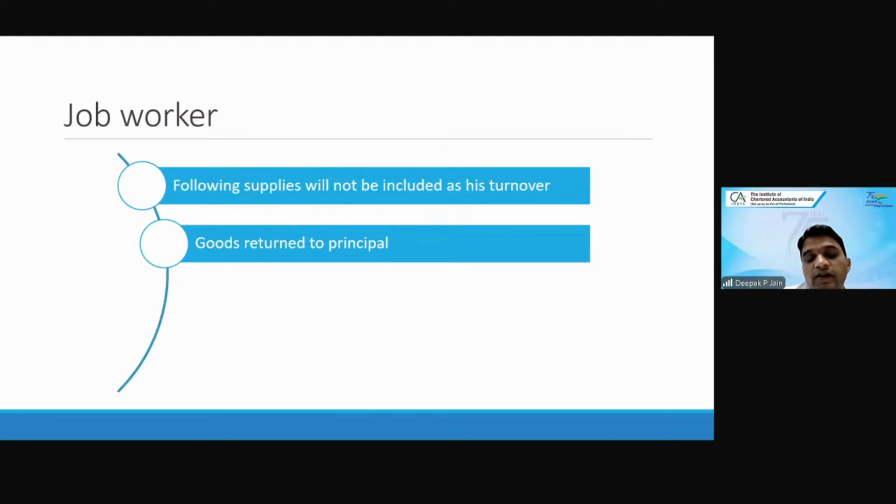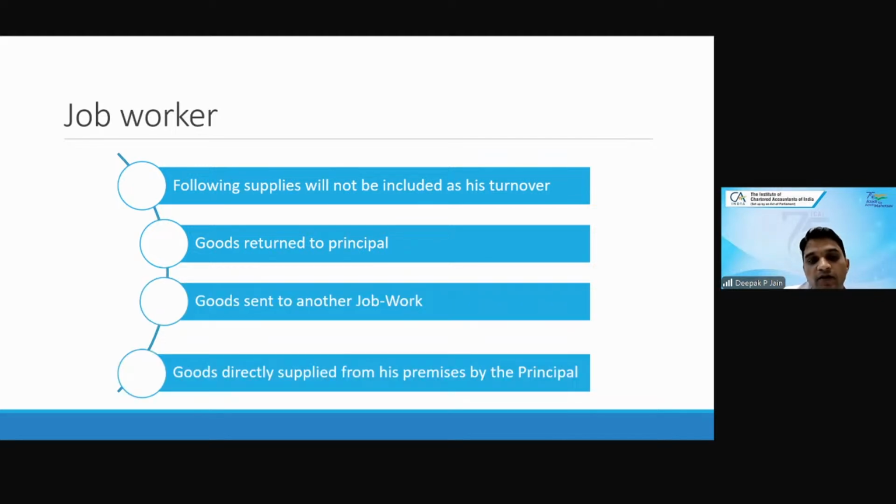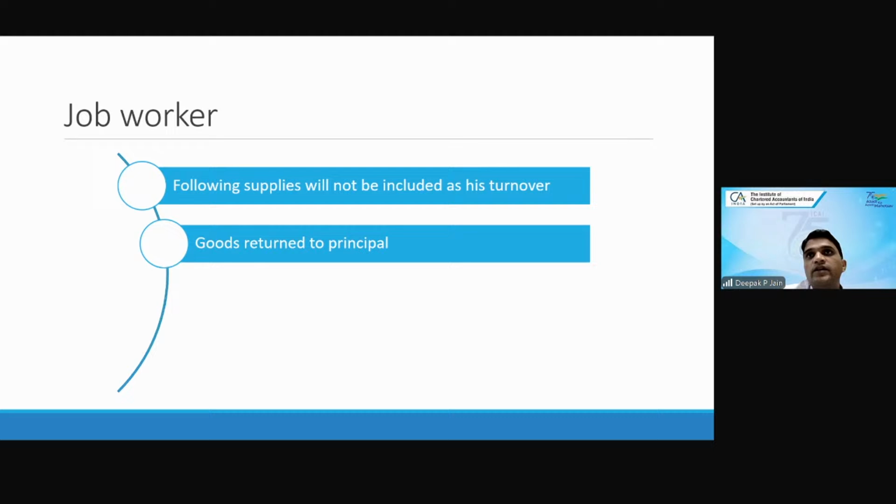Job worker. In case of a job worker, what will be his turnover? The following supplies will not be included in his turnover. Goods returned to the principal, because when goods come to him, that is not his supply. So no question on that. He is getting goods from the principal. He is doing his job work activity and he is sending it back to the principal. So is it his supply? No, this is not his supply. So goods returned to the principal is not his turnover.